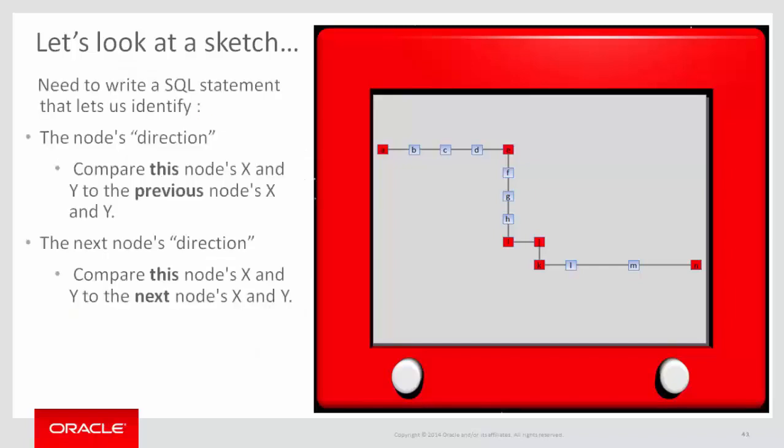So we need to write a SQL statement that lets us identify the node's direction and the next node's direction. That means we need to compare this node's x and y to both the previous node's x and y and the next node's x and y.